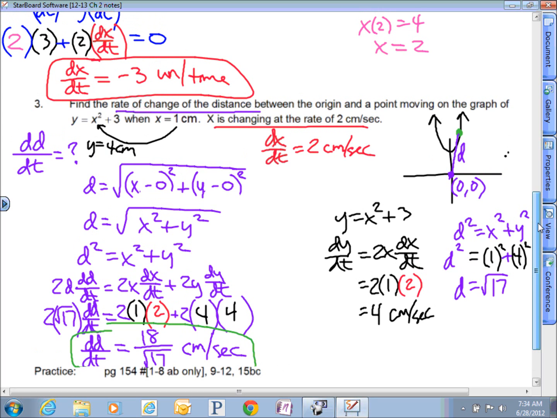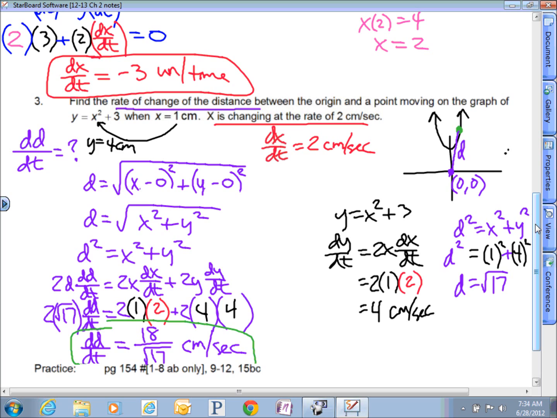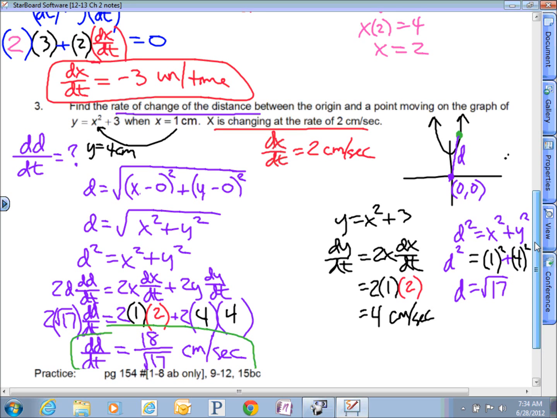And there is some heavy-duty application. What did we do? We found a relationship between the variables. We took the derivative with respect to time, and we plugged in everything that we knew. And so it's a glorified substitution problem, but that's related rates.